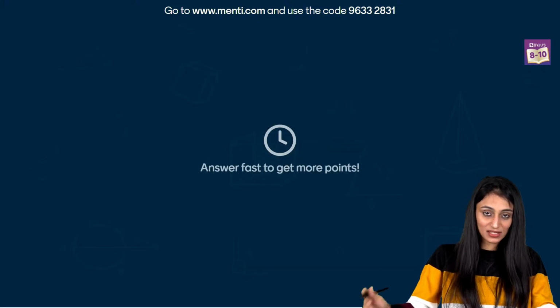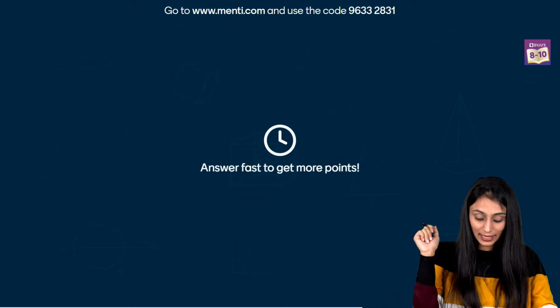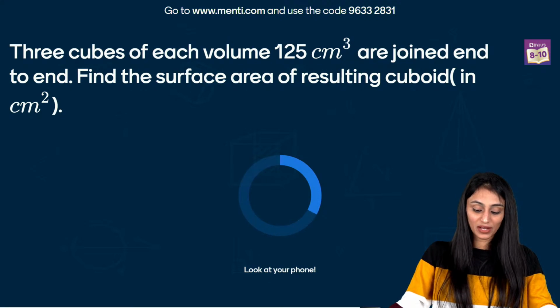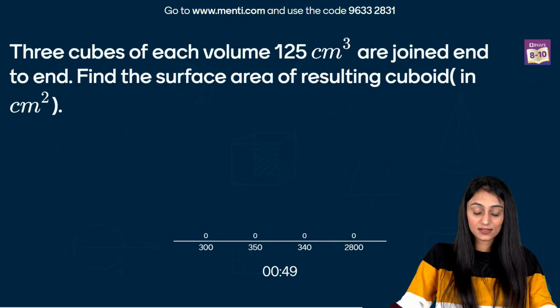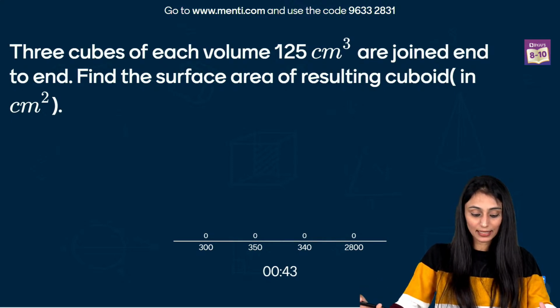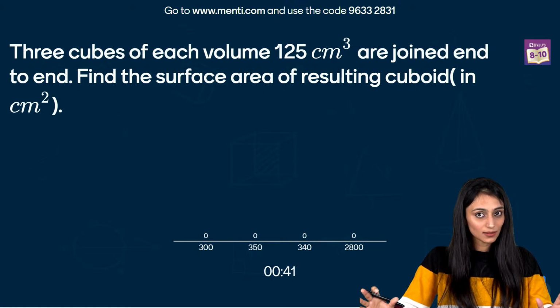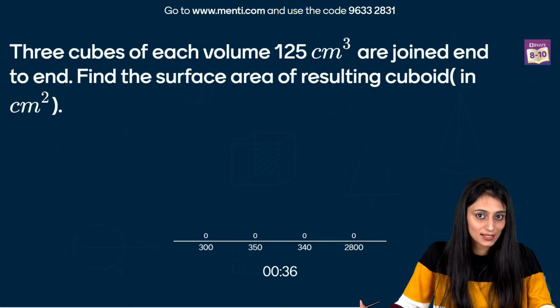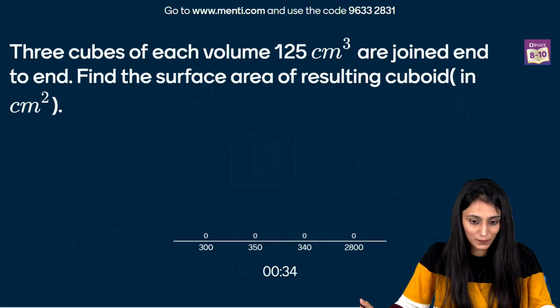So let's take a look at the next question now. That's question number 5. This is the last question of today's quiz, by the way. Okay. So 3 cubes of each volume 125 centimeter cubes are joined end to end. Find the surface area of the resulting cuboid in centimeter square. Cubes we are joining together, just giving you a hint, right? So at the end finally we get a cuboid. We actually did a question like this in the session also today, if you remember.